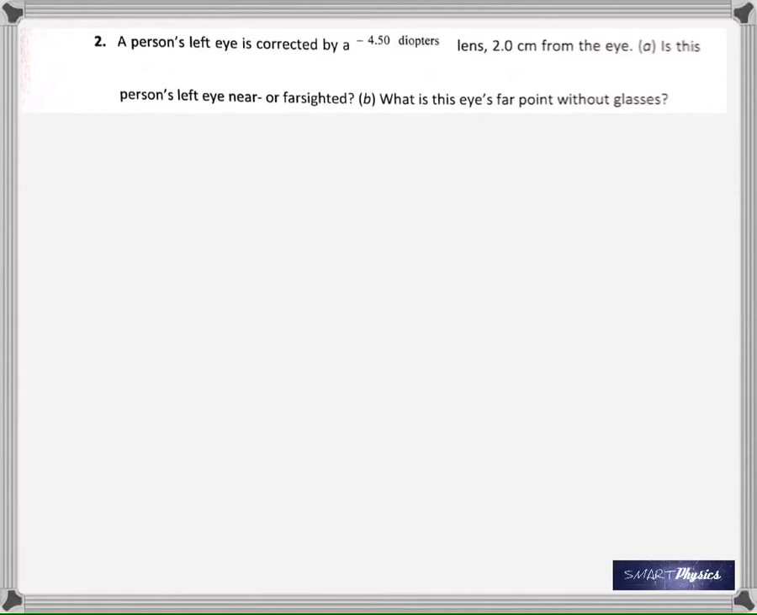From the last question, we can see that to correct far-sightedness, we have to use a convex lens. And since this is negative power, that means it's a concave lens, and this person has nearsightedness. And this B part, what is this person's eyes far point without glasses?